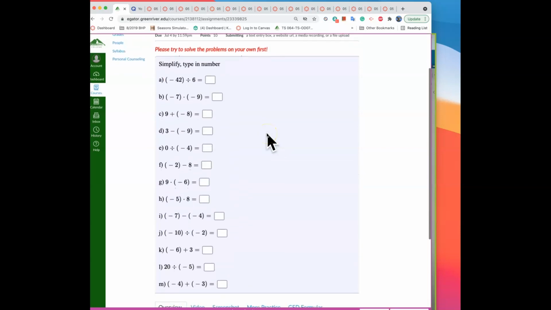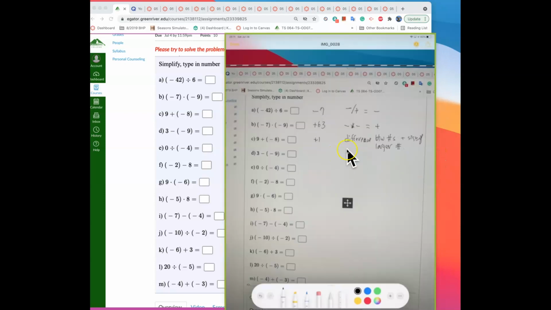Let's continue with these problems. Once you've stated the rule once, you don't have to spend any more time on the rules. 3 minus negative 9. This is subtracting a negative, so you could say subtracting a negative equals addition. So this is 3 plus 9, which is a positive 12.